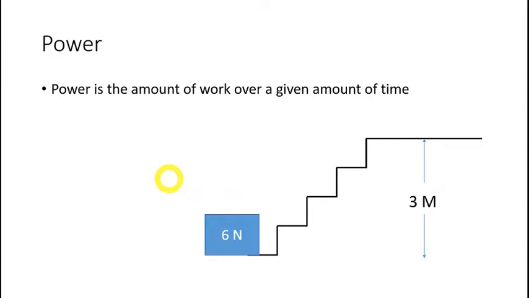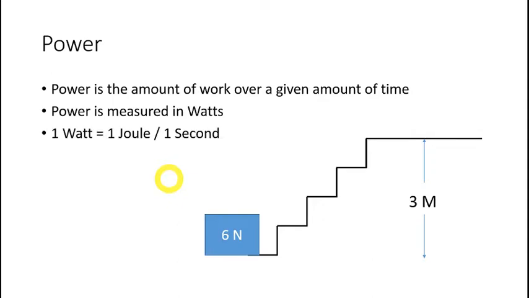So power is the amount of work over a given amount of time. Power, again, is an SI, System International, unit and is expressed in watts. And 1 watt equals 1 joule. Remember, a joule is our unit for work, divided by 1 second.